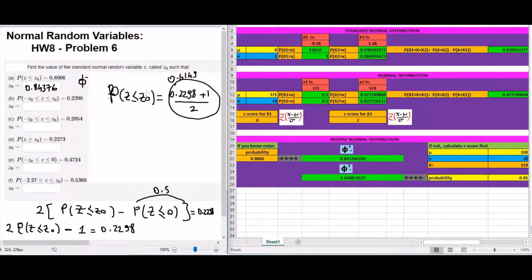Now we take phi inverse of both sides. If we take phi inverse of this side, z naught goes out, and for this side we're going to use the inverse normal distribution calculator. So 0.6149 gives 0.2921, or 0.292113, and if you want you can go more digits, the calculator has it.